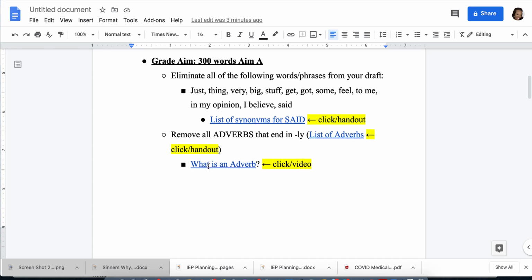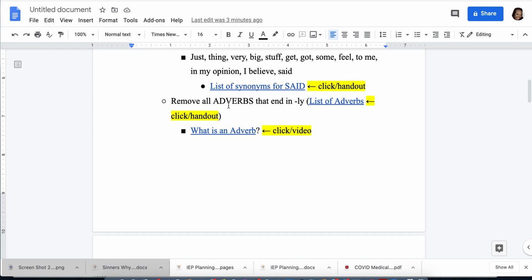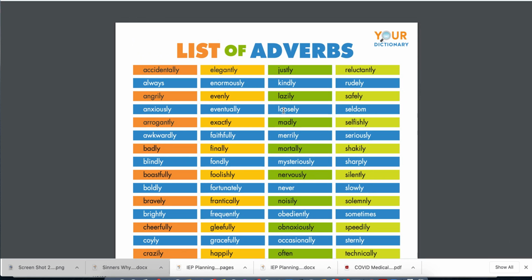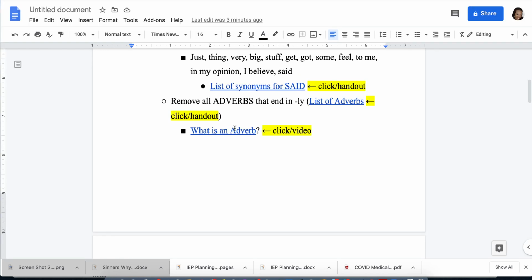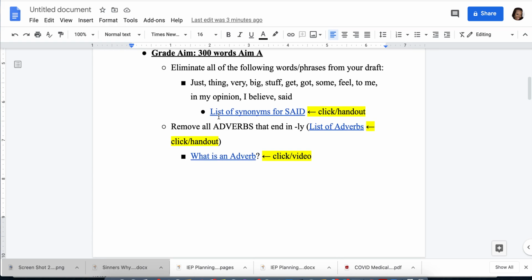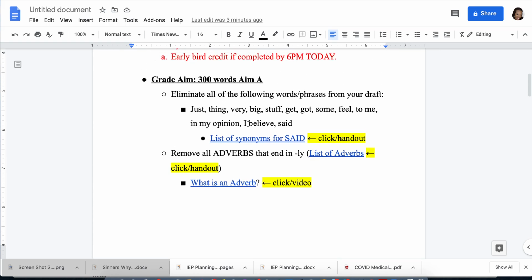You will also remove all adverbs that end in ly. That just weakens the paper. So you will click for a list of adverbs so that you can see that you don't have them in your paper. But if you just look for most of your ly words and remove them, those are adverbs. In case you've forgotten what an adverb is, you can watch this Khan Academy video also. All adverbs have to be removed from your paper, and all of these words or phrases. It's getting hard, isn't it?